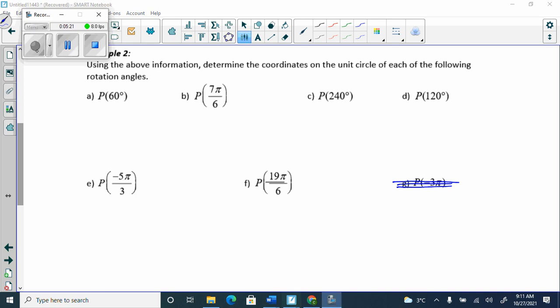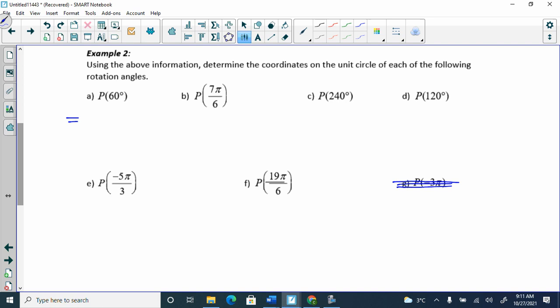Okay, 60. What's the answer to 60? Why am I putting an equal sign? What's the answer to 60? Half and root 3 over 2. What about 7 pi over 6?